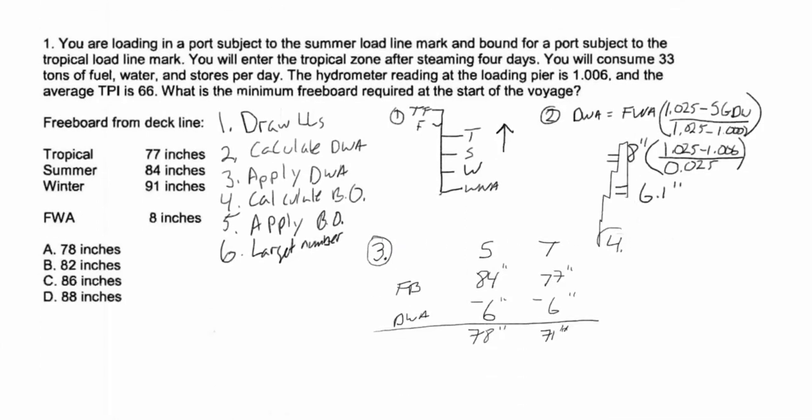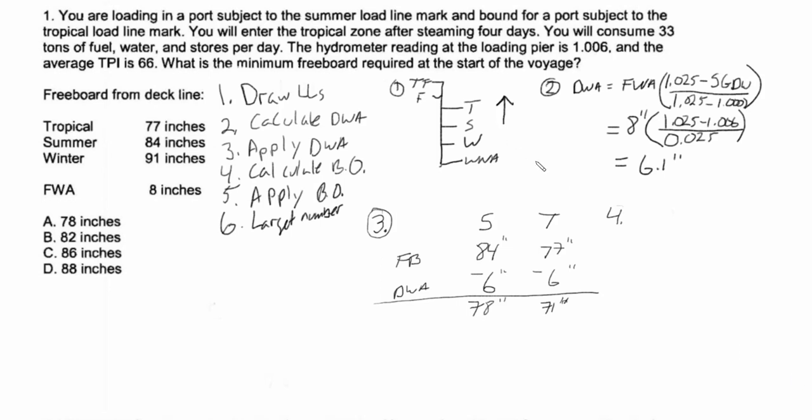Okay, wait a second there. Now we're doing step 4 of our problem. We're going to calculate burn off. Well, the formula for burn off is that burn off is equal to our consumption, which in this case is tons per day, times the number of days, and you can see the days are going to cancel out, divided by the TPI, tons per inch immersion, tons per inch.